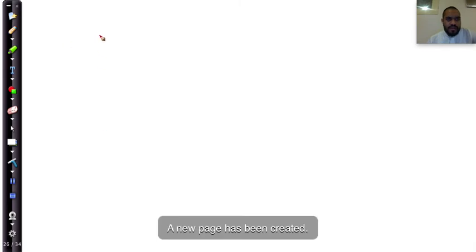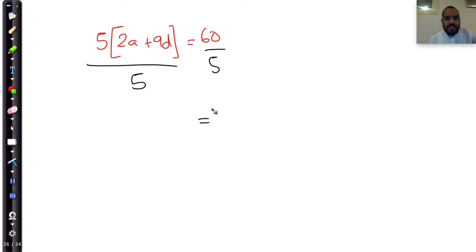So you have your 10 over 2, which you should know by now is 5, into 2A plus 9D is equal to 60. Divide both sides by 5 to get rid of the 5. Right? So 60 divided by 5 is 12. And the 5 on this side cancels out, and I'm left with 2A plus 9D.